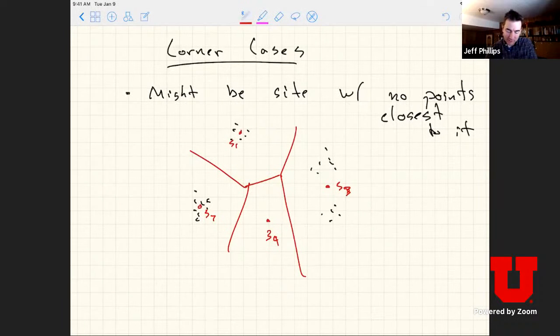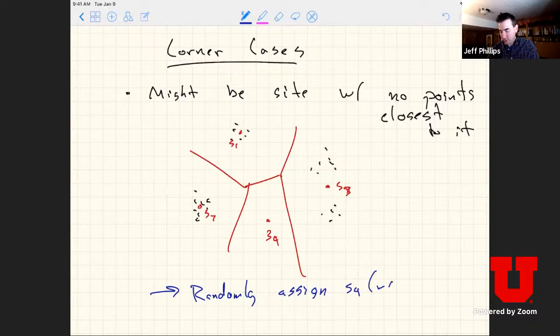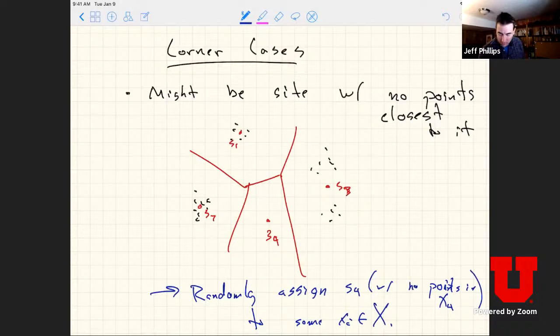What do I do in this case? You have to write a sanity check for this in your code. Otherwise, you're going to divide by 0 and all sorts of weird stuff happens, right? So in this case, randomly assign S4, with no points in X4, to some xi in X, right? So if I randomly assigned it here, then great.